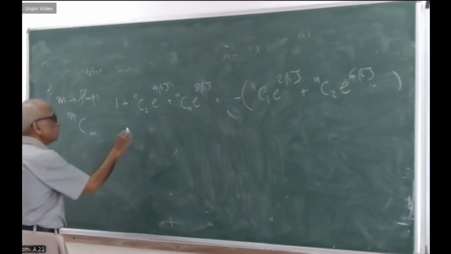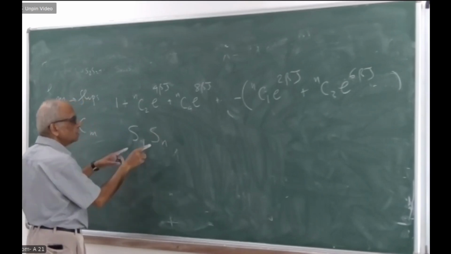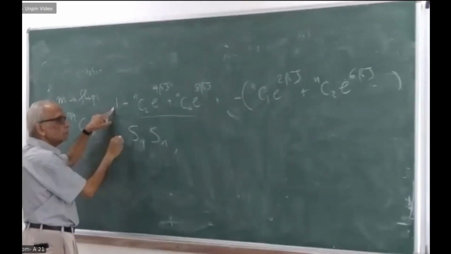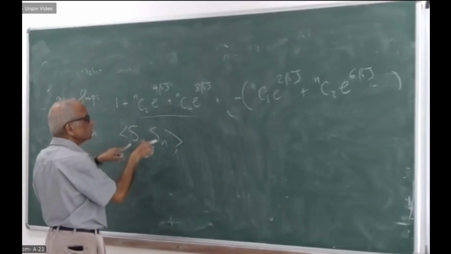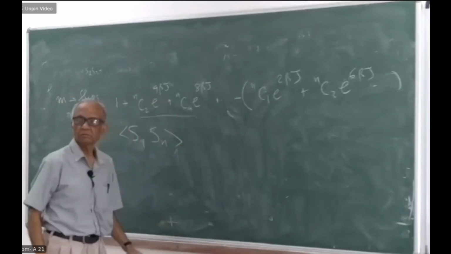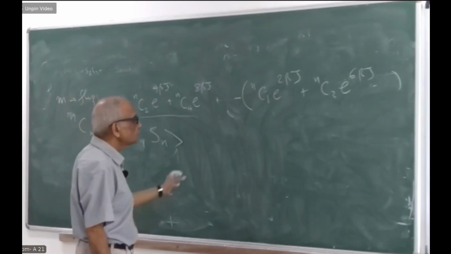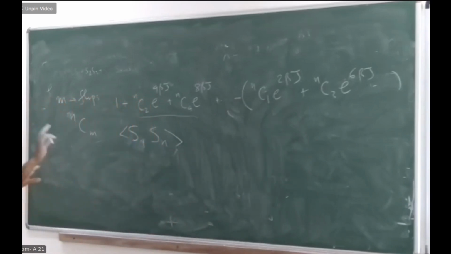Because for all these, S1 Sn is plus 1. This is the expectation value I'm calculating. For all these things, this one is plus 1 and this one is minus 1. So then you have the denominator, when it is just all plus, just counting all configurations.